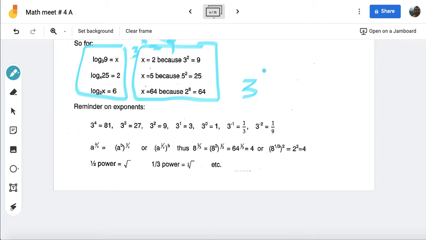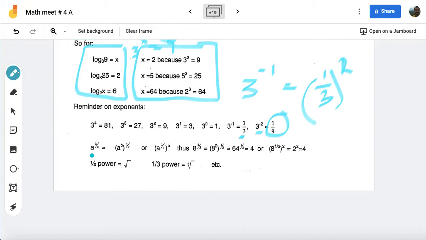And 3 to the negative 1, when it's a negative, sometimes people think it's a negative value, but it's not. It's a reciprocal. It's 1 over 3 to the first power. So you get 1 over 3. And if it's 3 to the negative 2, it's 1 over 3 squared. So that's where I get 1/9.